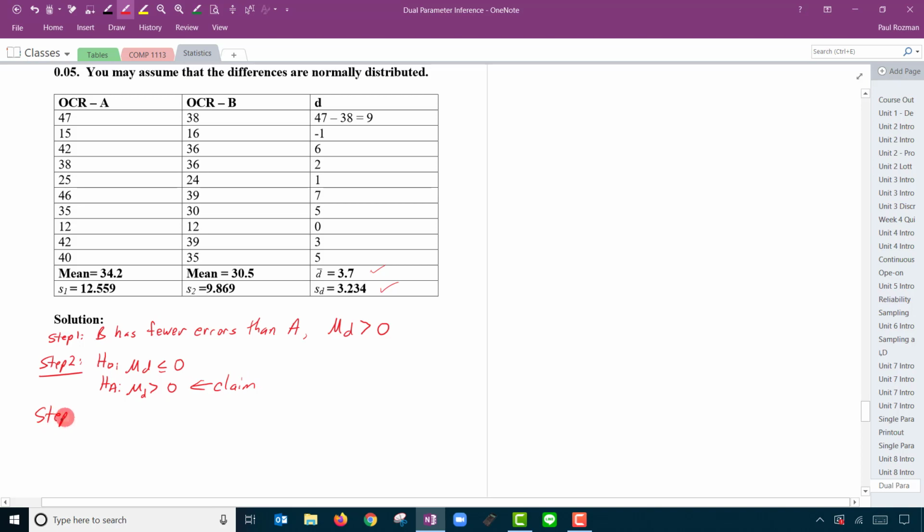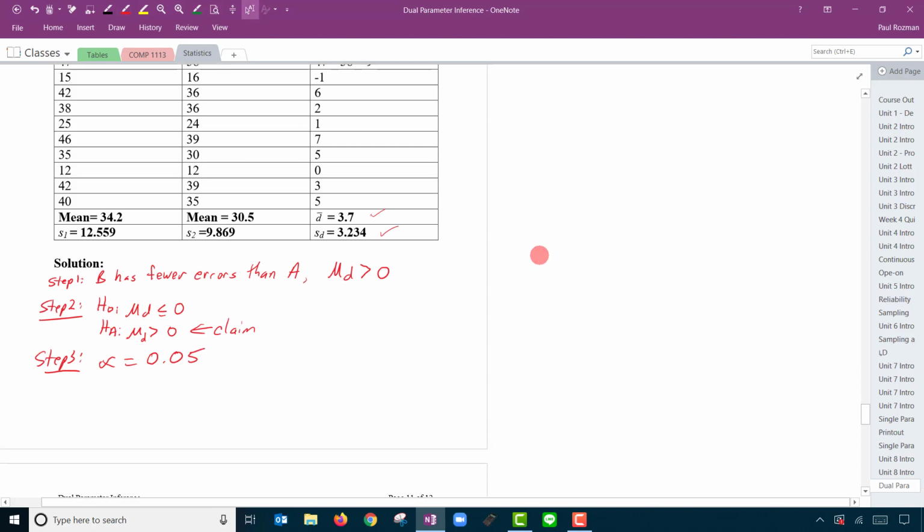Then we can move on to step 3, which is choose an alpha. In this case, I think we were told to use a significance level of 5%. So there's a 5% chance we're going to reject the null hypothesis, even though it is true.